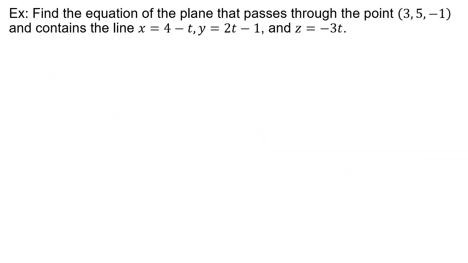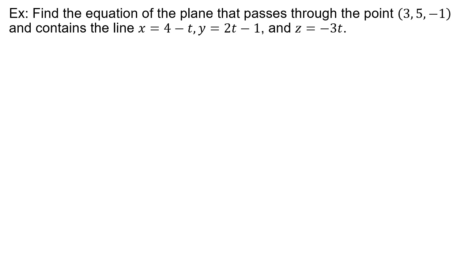So this one says find the equation of the plane that passes through the point (3, 5, -1). But in this case, it contains a line. There's a line that goes straight through this plane given by x equals 4 minus t, y equals 2t minus 1, and z equals -3t.